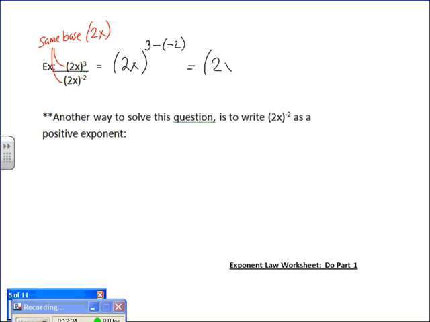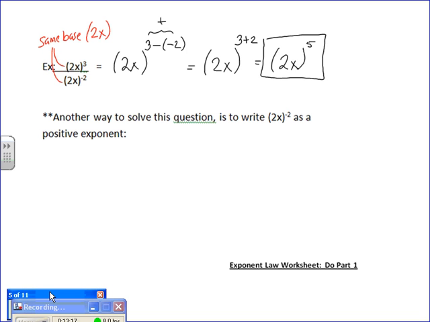Okay, so I get 2x, there's my base, and my exponent is now going to be 3 subtract negative 2. This is just dealing with integers here. These are our integer rules, and subtracting a negative number is the same as adding that number. When I subtract a negative, I undo the negative, and so I actually have 3 plus 2. Okay, so I get 2x exponent 5, and that's my answer. I'm going to leave it like this for now. On your worksheet, you can also just leave it like that for now.